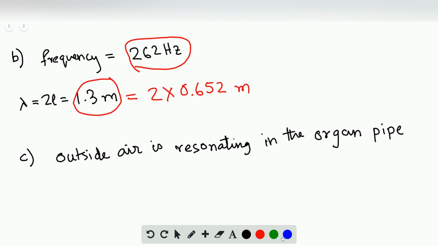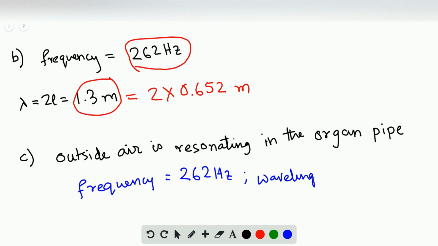So right, for our case again, frequency will be 262 hertz and wavelength lambda is going to be 1.30 meter.